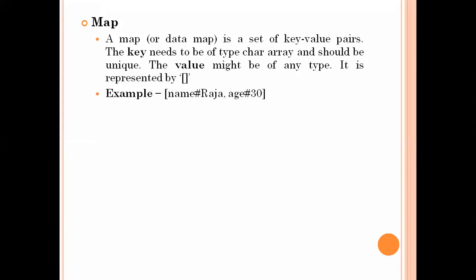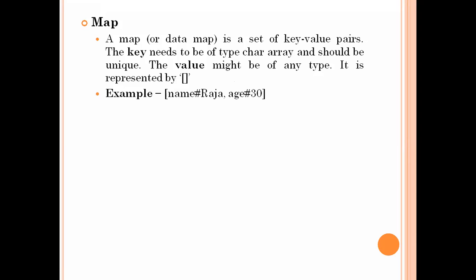Then another one: what is a map? A map, or data map, is a set of key value pairs. The key needs to be a char array and should be unique. The value can be of any type. It is represented in square brackets. So a bag is represented in curly braces and a map is represented in square brackets. Example: name Raj and age 30. One is known as a key, another is known as a value.